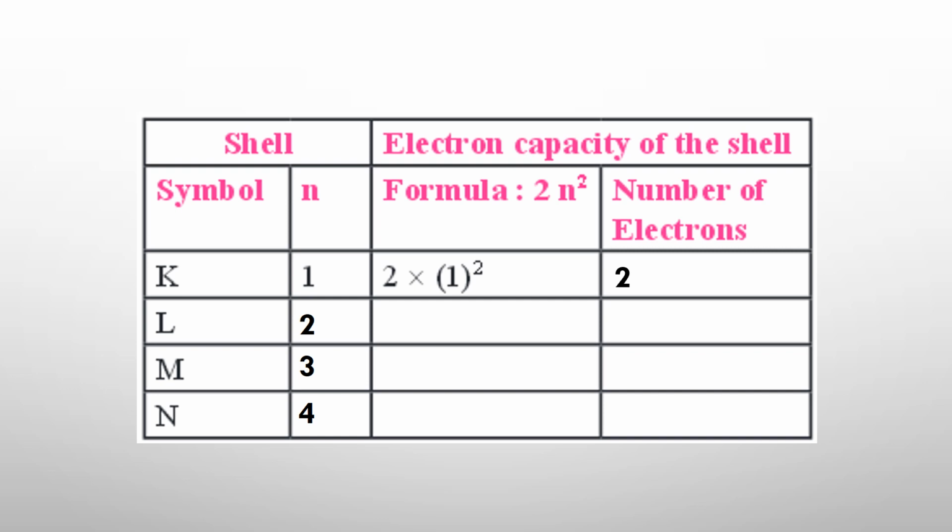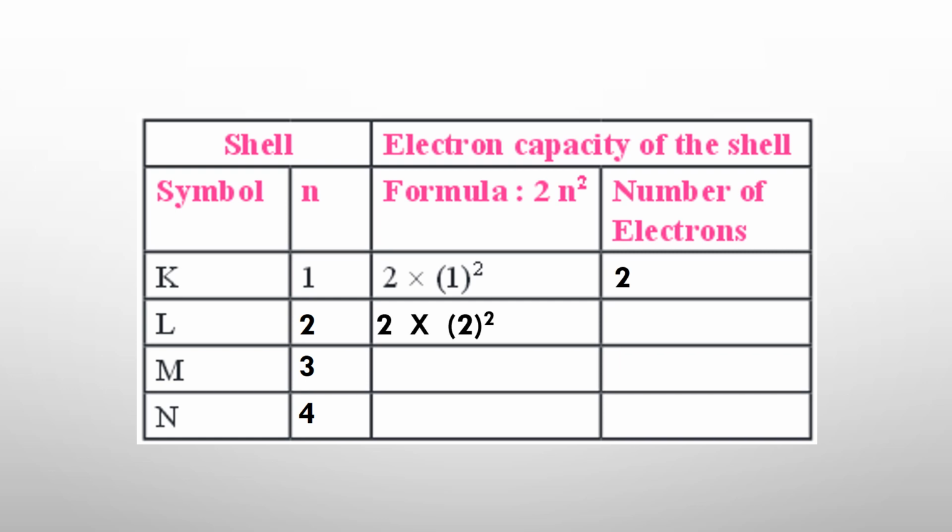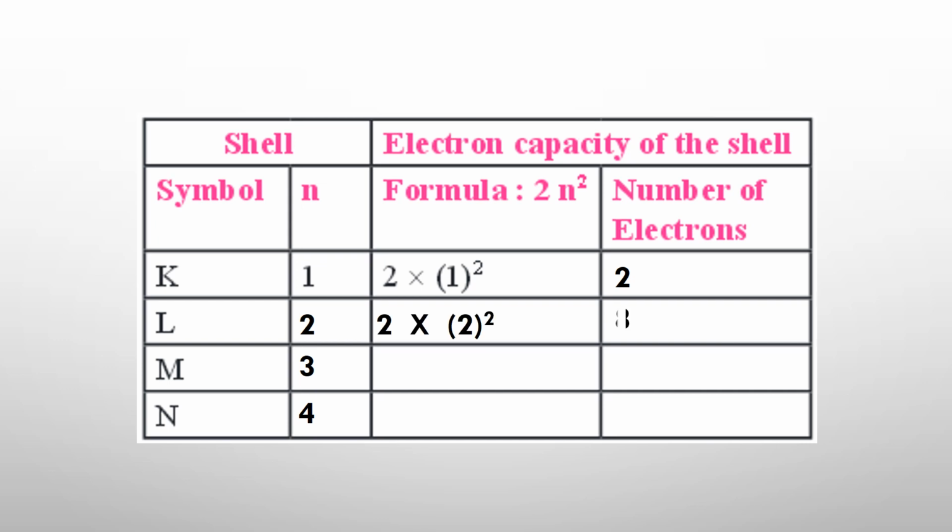Let's look at the L shell. The L shell is the second shell, so n is going to be 2. Substituting into 2 into n square, that's going to be 2 into 2 square. 2 square means 4. So 2 into 4 is 8. So 8 electrons can be accommodated in the second shell, that is the L shell. I hope this is clear. Similarly, we'll solve for the next one.